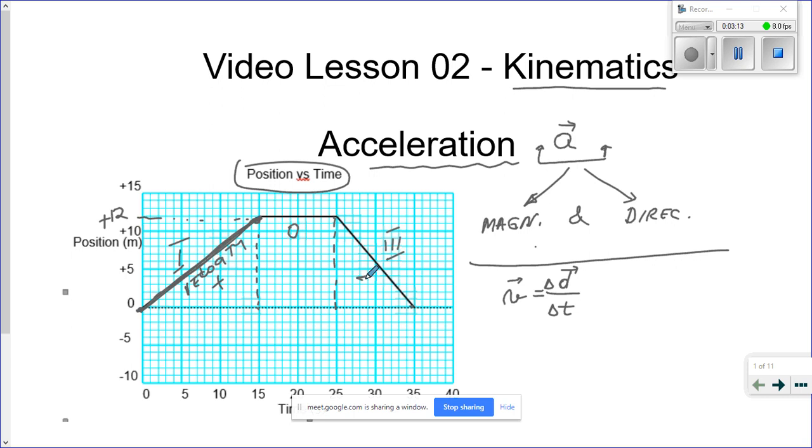Now, we will not talk too much about the graphs because, as I said, we will discuss this in other lessons. But what we see on this graph is that the slope for the first part of the motion is positive. The slope for the second part of the motion is 0 because it is a horizontal line, and the slope of the graph for the third part of the motion is negative. And you see now the correlation between the slope and the velocity on a position-time graph.